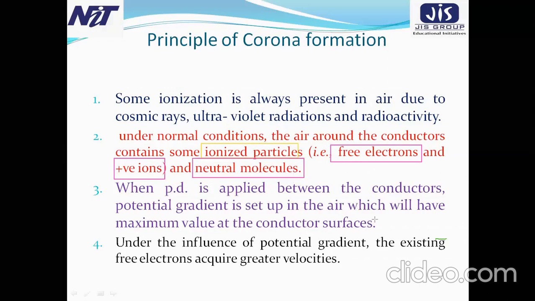You can find them beside, or around, the conductor. This is the second point. Please remember the first point: ionization is always present due to cosmic rays, gamma rays, ultraviolet radiation and radioactivity. The second point is, in normal condition, the air around the conductor contains some ionized particles, that is free electrons, positive ions, and neutral molecules. Now move to the third point. What is the third point?